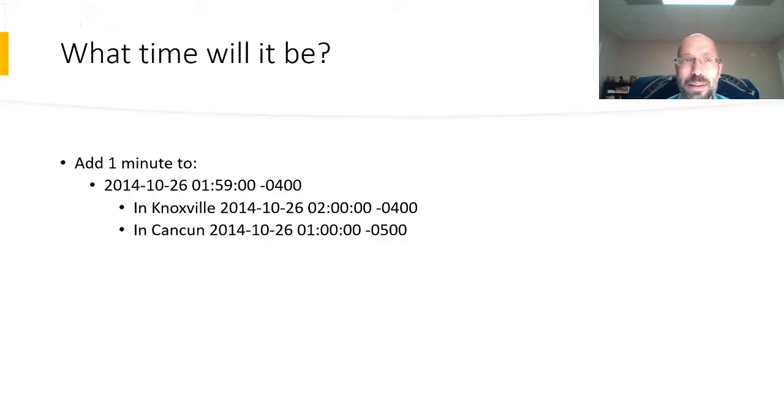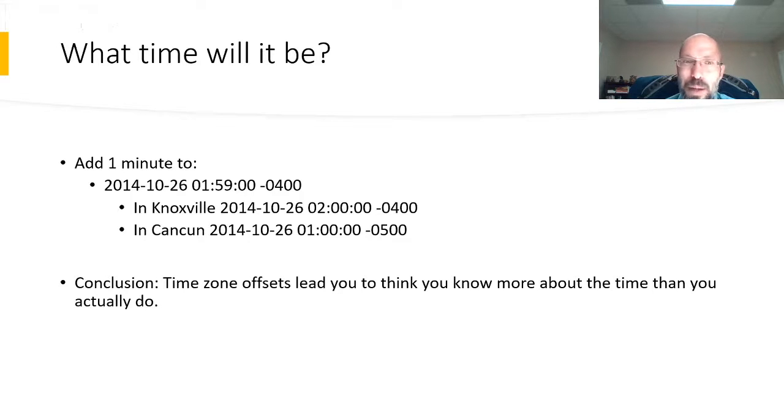So, saying this time is -0400 doesn't tell you anything about the rules that time follows. It just tells you, at that point in time, this is what it was, but that may not even be true from year to year, right? Cancun no longer observes daylight savings time. So, time zone offsets lead you to think you know more about the time than you do. So, don't make time zone offsets be your end-all be-all when knowing a time.